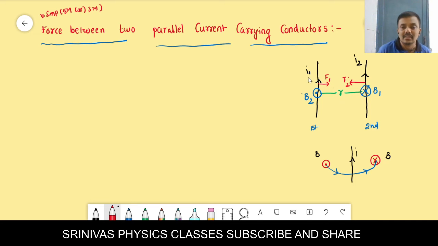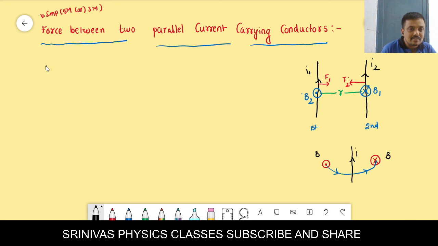That means these two current carrying wires will attract each other. Understood? The first wire pulls the second wire towards the first wire. The second wire also pulls the first wire towards the right side. Then both are attracted to each other. When the currents in both wires are in the same direction, they attract each other, right? Then with some force, and that force formula I am going to derive.